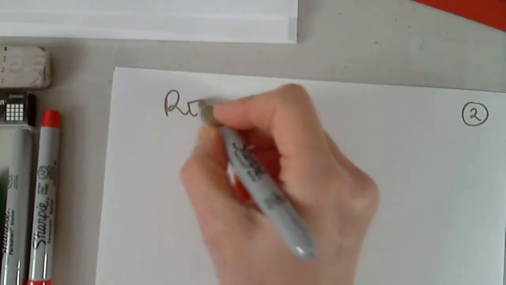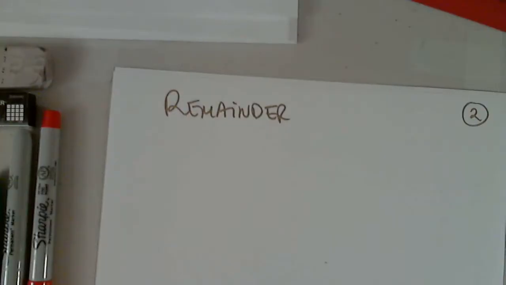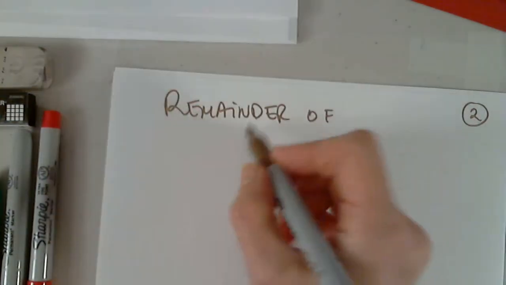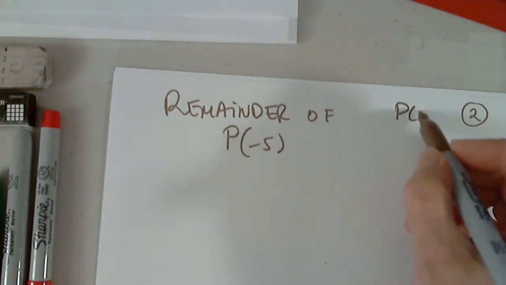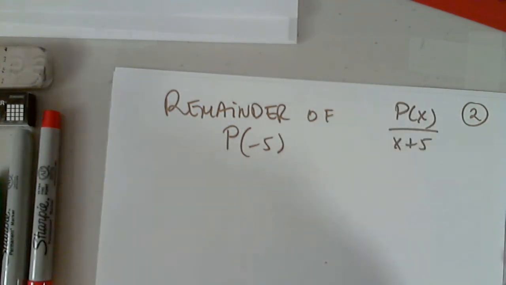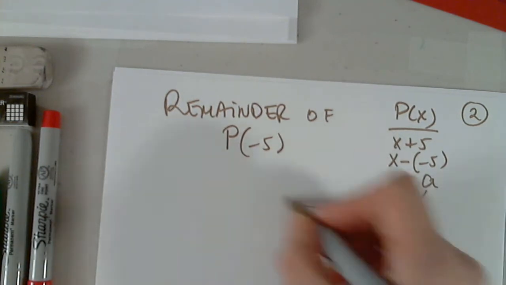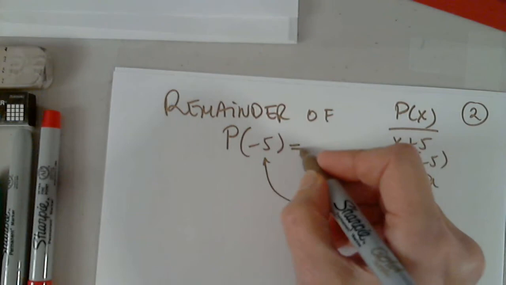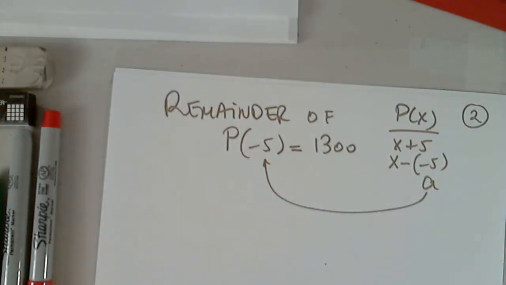So the remainder of this division must be p of -5. The division was a polynomial divided by x plus 5, which means x minus -5. This is the a that gets plugged in. If this answer is not 1300, then I have an error somewhere.